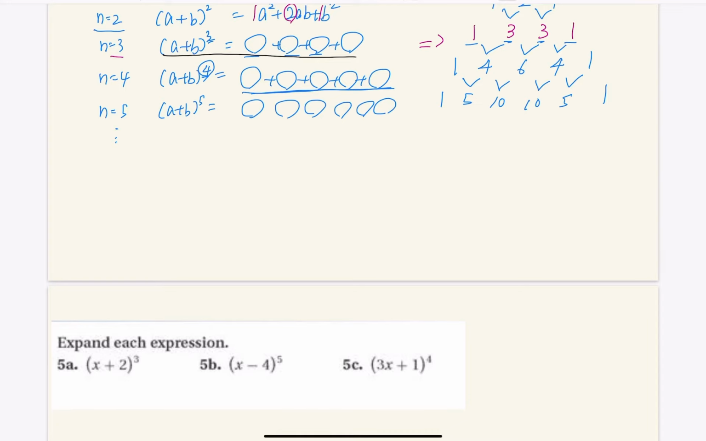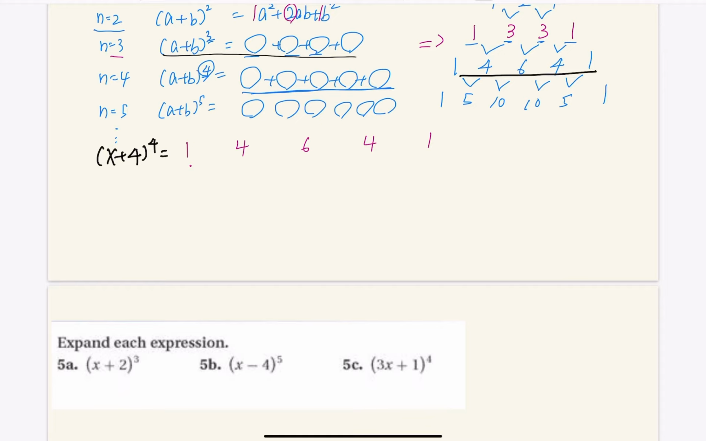The question is (x + 4) to the 4th power. Because n is 4, we're going to use these 5 numbers from Pascal's triangle: 1, 4, 6, 4, 1. Between two consecutive coefficients, you should make some room.